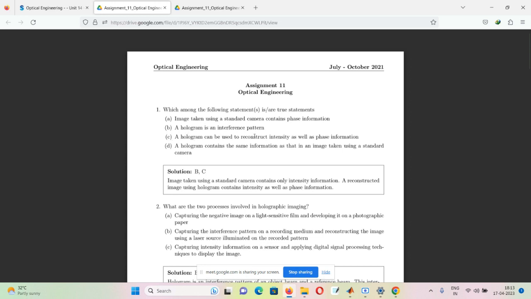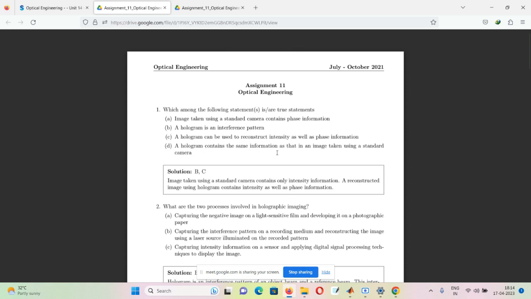A hologram can be used to reconstruct intensity as well as phase information. This is the purpose of the hologram. You record the intensity information in the form of a diffraction pattern on the hologram, and you illuminate that hologram with the same or a similar reference beam. What you reconstruct is the amplitude information as well as the phase information of the object. So C is correct.